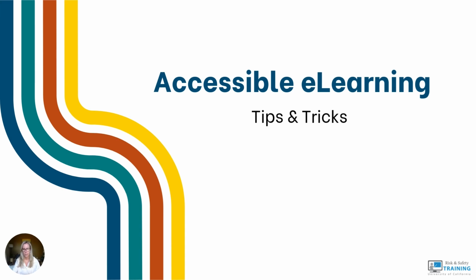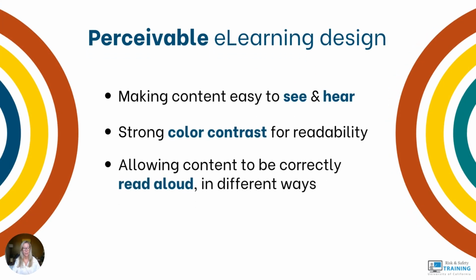Today, I'm going to share a couple accessible e-learning tips and tricks. So bringing perceivable from the web content accessibility guidelines into our e-learning design. And perceivable is simply making content easy to see and hear by, for example, using a strong color contrast for readability with our specific design elements in our courses, like a graphic or images, and also allowing content that is displayed in different ways to be read out loud correctly with assisted technology.